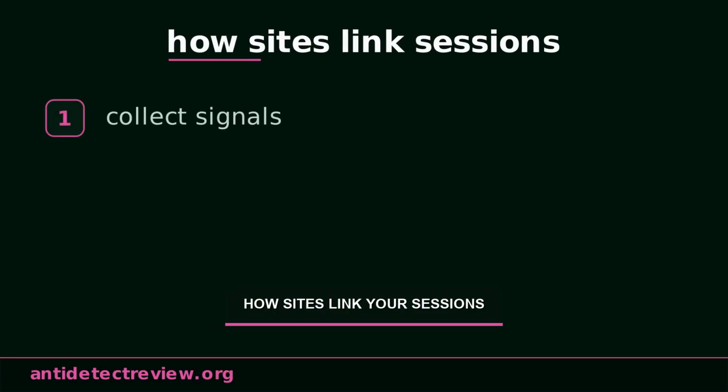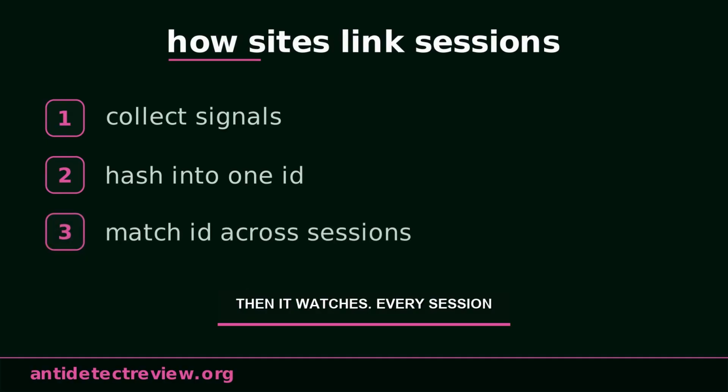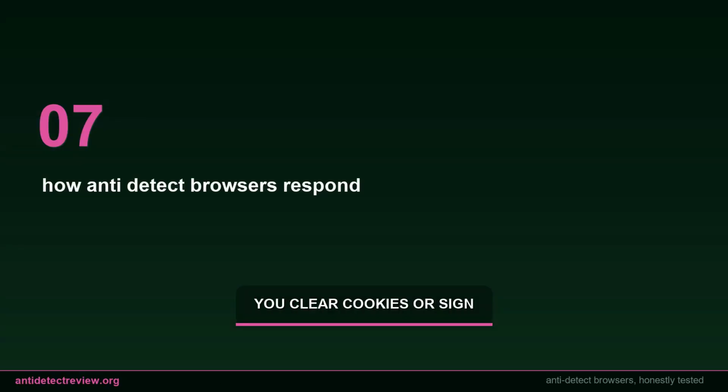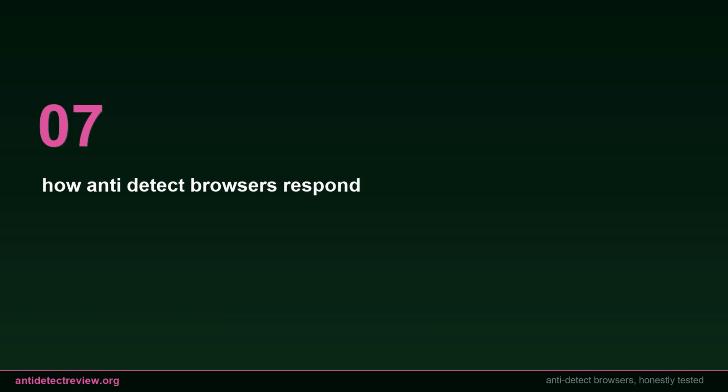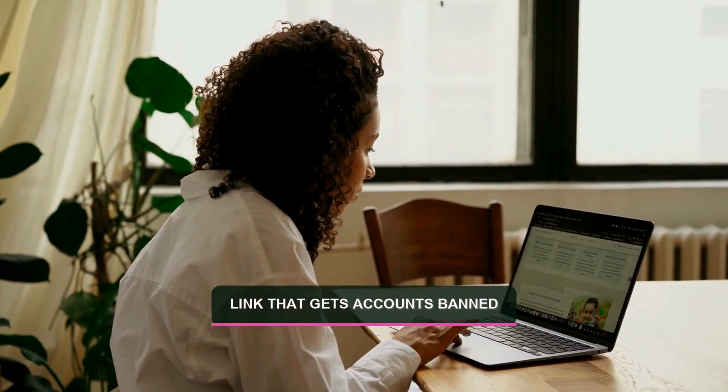Linking: how sites link your sessions. Now the part that actually bites people running a lot of accounts. A site takes all these signals, passive and active, and hashes them into one identifier. Then it watches. Every session that shows up wearing that same identifier gets quietly filed under one entity, no matter how many different accounts log in from it. No matter how many times you clear cookies or sign out. Clearing cookies feels like wiping the slate, but the fingerprint does not live in a cookie. It is rebuilt from your machine on every visit. So two accounts that share a fingerprint are, to the platform, obviously the same operator, and that is the exact link that gets accounts banned in waves.